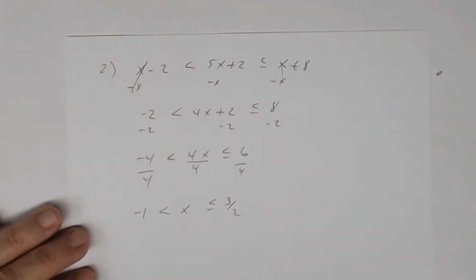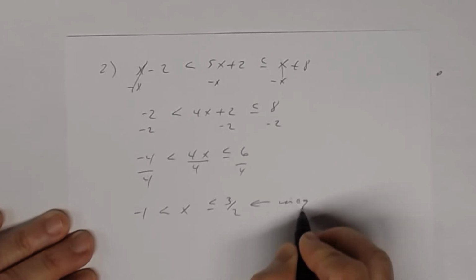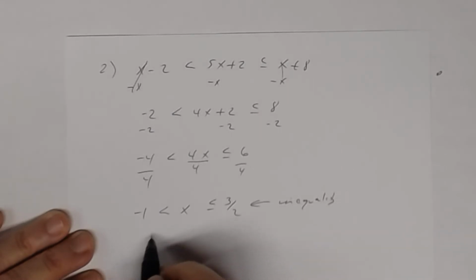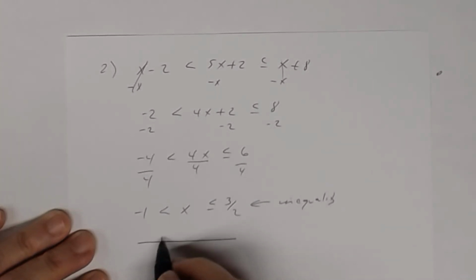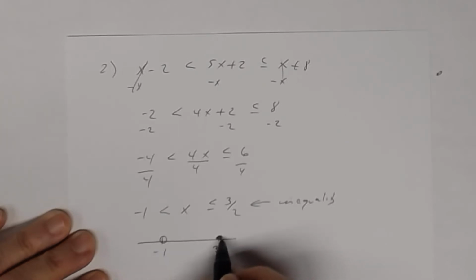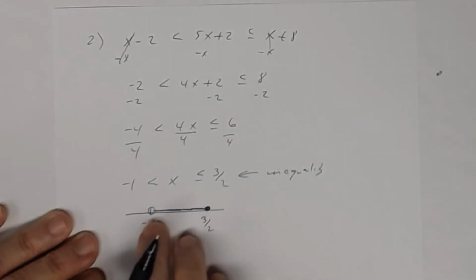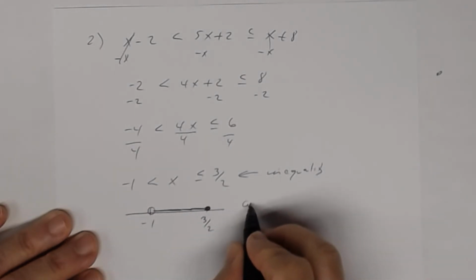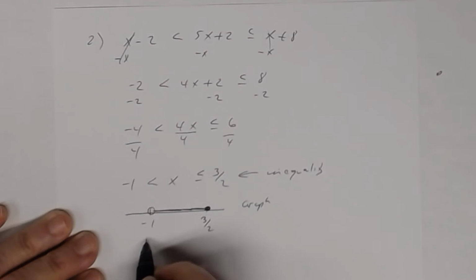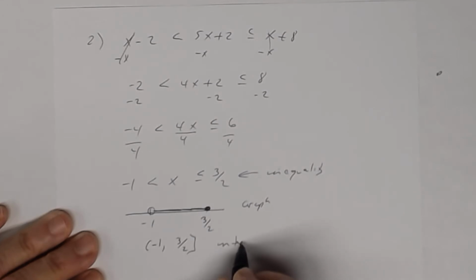So here's your inequality, and it's just a matter of now showing the graph. Here's negative 1, here's 3/2, open circle, closed circle. You're shading in every real number between those two, and there are infinitely many real numbers between negative 1 and 3/2. So there's your graph. And then interval notation: your solutions are between negative 1 and 3/2. Since that's an open circle, you say parentheses negative 1. That's a closed circle, so you say 3/2 with a bracket. There's your interval notation.